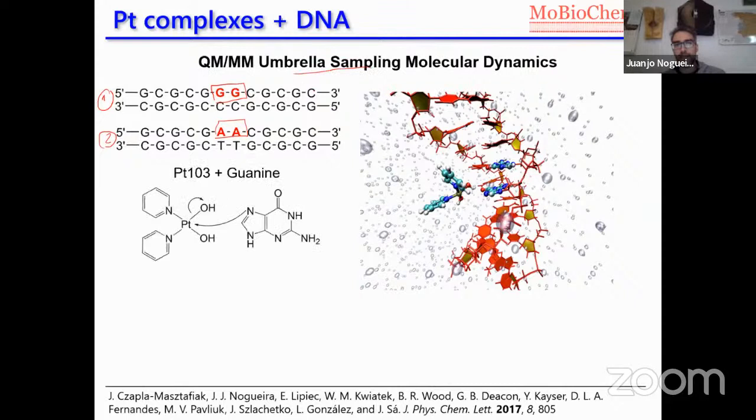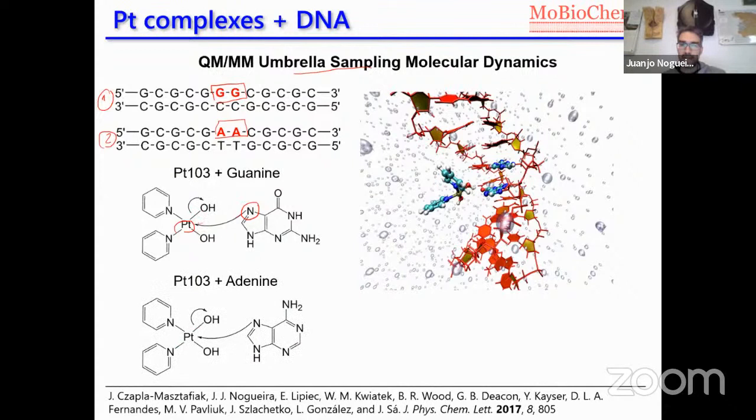And we want to simulate, remember, this reaction, okay? In this reaction, we have this nitrogen atom, which is reacting with the platinum atom, and the OH is released, right? And in the case of adenine, the reaction is exactly the same. So the only difference, in fact, between guanine and adenine is that here in guanine we have a carbonyl group and an amino group. And in adenine, we have here an amine group instead of the carbonyl. And here we don't have the amine group, okay? Okay, so also we want to simulate a chemical reaction, right?